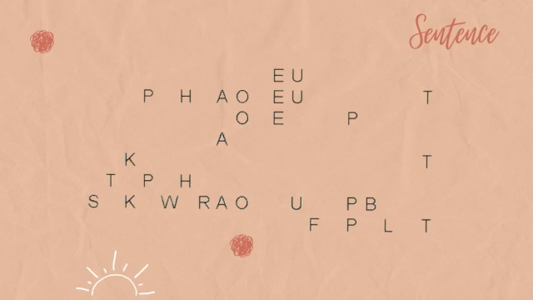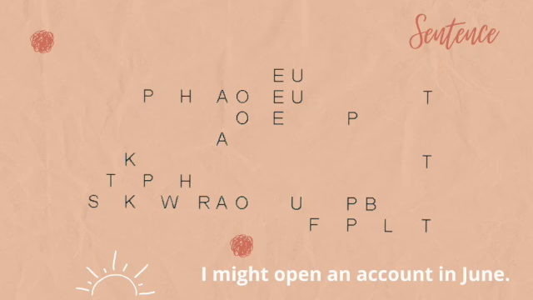Okay, let's try the sentence. So, give me the strokes or shorthand for this sentence. I'm giving you 3 seconds. 3, 2, 1, 0. Let's take a look at your answers. How is it? Do we have the same answer? So it's: I might open an account in June. So we have a month. We have open an account in arbitrary or briefs. Same with June.